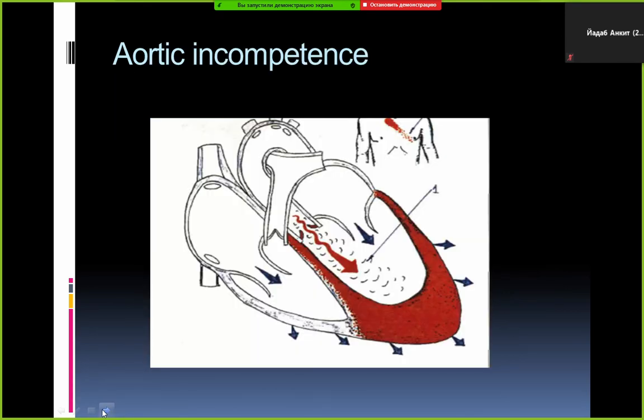So this is the picture illustrating aortic incompetence, which is characterized by regurgitation or backflow from the aorta to the left ventricle in diastole.